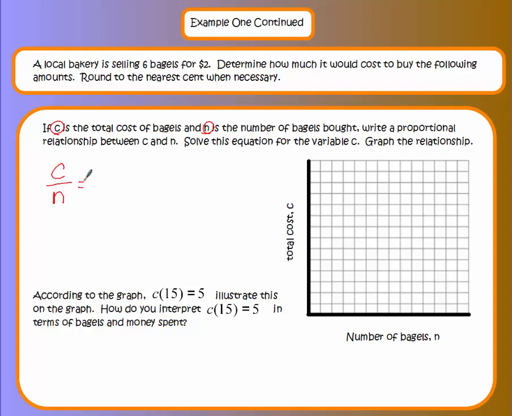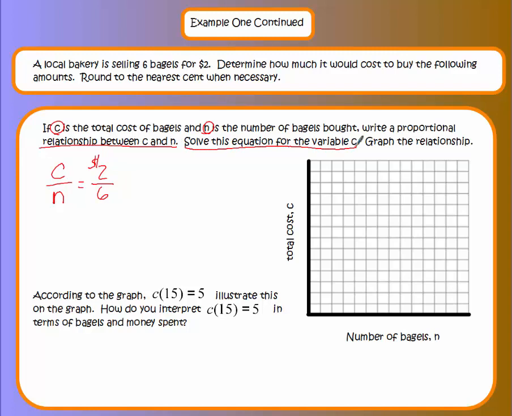And what do we know about this? Well, we know that the cost was $2 and the number was 6 when it was $2. Okay, so now, here's the relationship between C and N. Now let's solve this equation for the variable C.